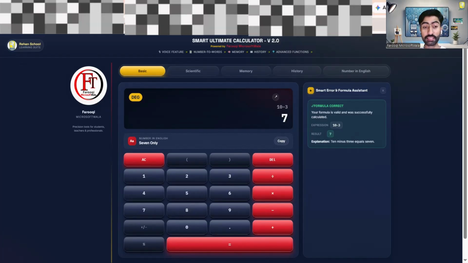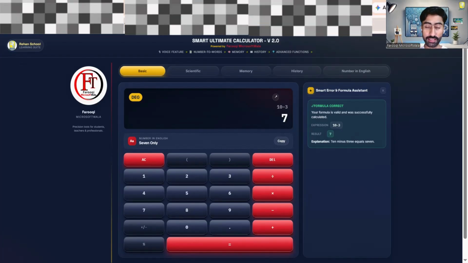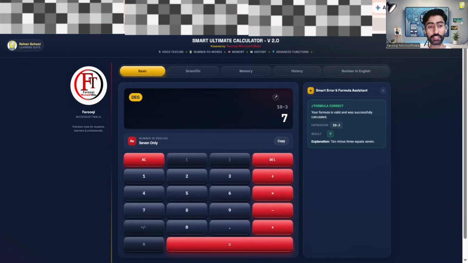The next one is smart error detection and formula assistant. Now you can also see that when we enter the formula, one of the smart features of this calculator is smart error detection and formula assistant. If we make a mistake while entering a calculation, the calculator can identify the problem and provide an indication that something is wrong instead of simply showing an error. The smart system can help the user understand what went wrong. The formula system also helps the user work with mathematical formulas more easily.